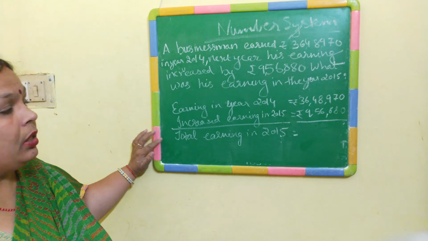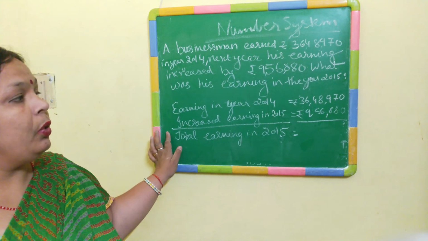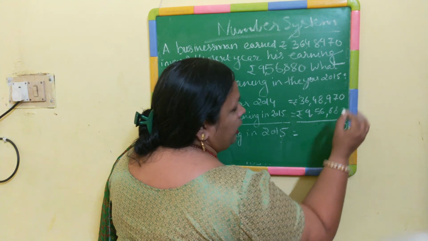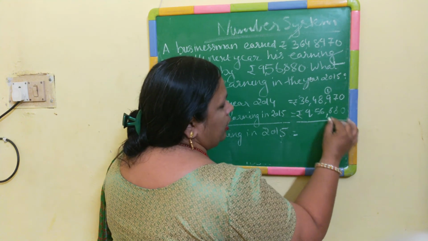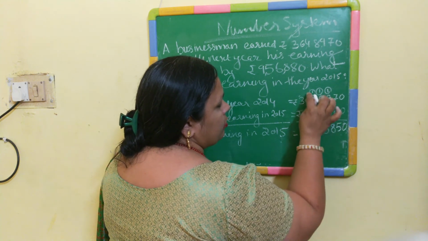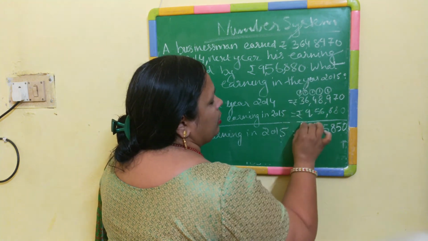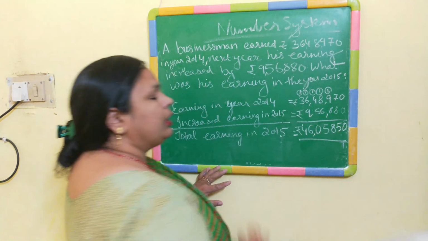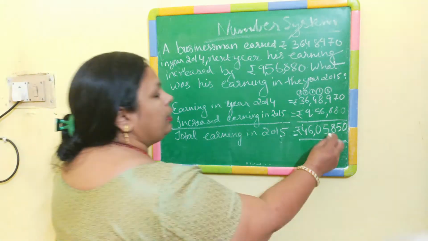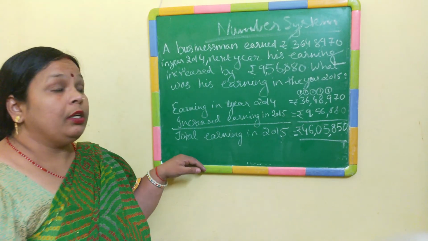Means the earning is the previous year earning and the new earning added together. 0 plus 0 is 0, 7 plus 8 is 15, 5 plus 1 is 6, then 8 plus 6 is 14, 9 plus 5 is 14, 4 plus 1 is 5, 6 plus 9 is 15, 3 plus 1 is 4. So the final earning at the end of the year is 46 lakhs 5,850. Clear?